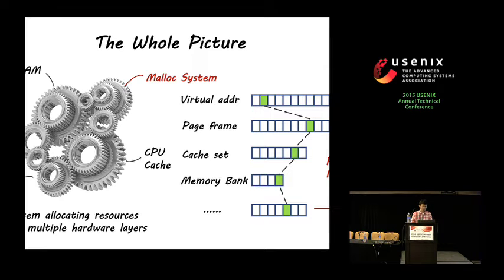So from this point of view, a Malloc system is not only a memory allocator. It would be better for it to work across multiple hardware layers. And this work is to integrate the CPU cache management into the Malloc system.